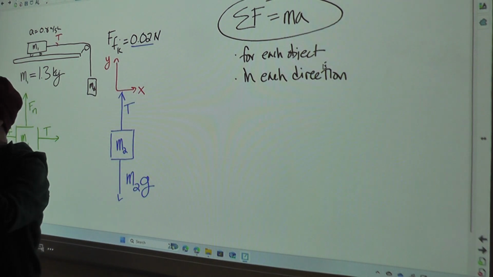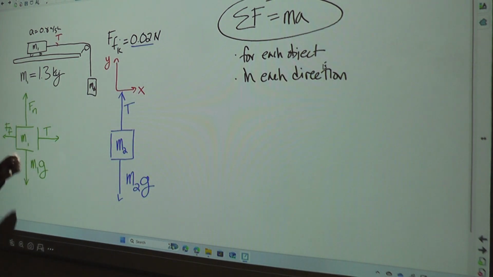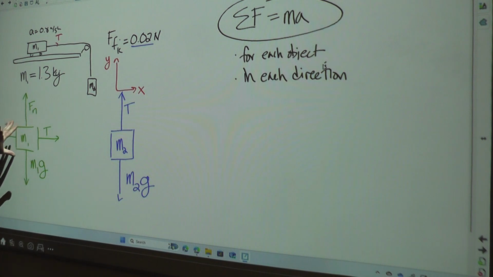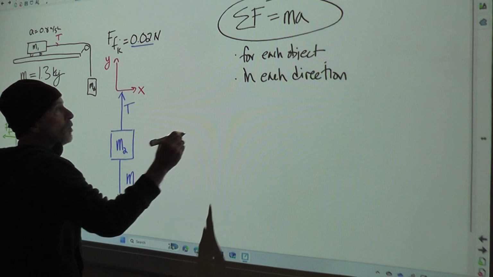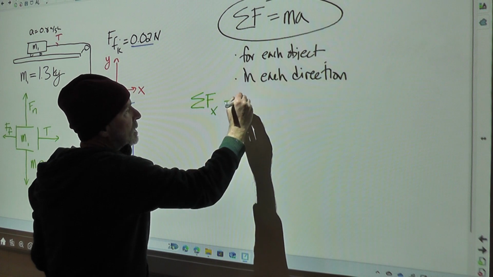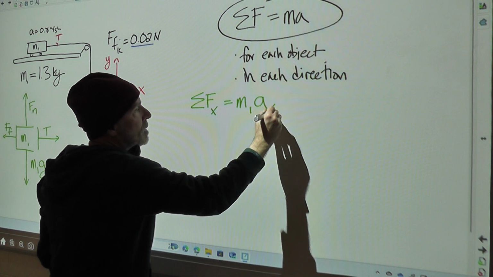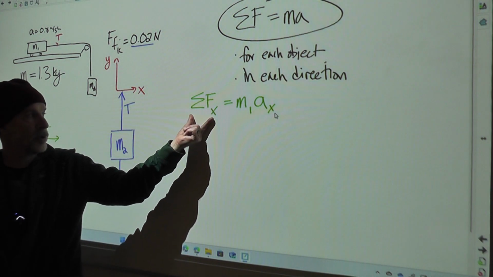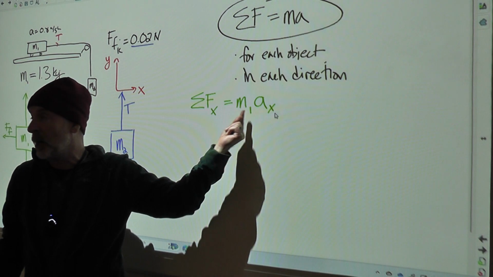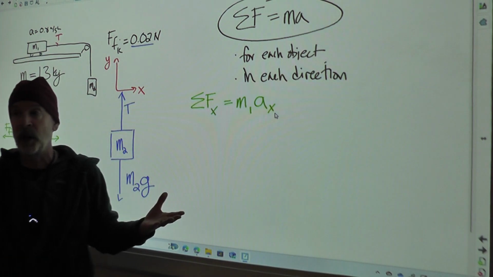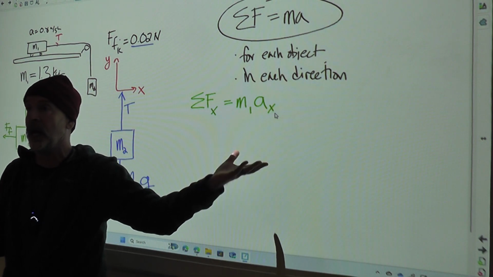We can do this 3 times. We have 2 dimensions for our cart and 1 dimension for our hanging mass. For our cart, let's start in the x dimension. So the sum of the forces on the cart in the x dimension should equal its mass times its acceleration in the x dimension. This is where a lot of times people are like, okay, well, sum of forces is equal to, you've got a number for this, 1.3 kilograms, you've got a number for this, 0.8. You multiply them together, you're going to get 1.04, and you're like, okay, now what?